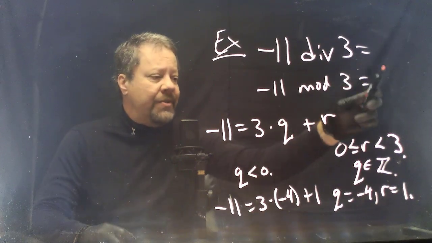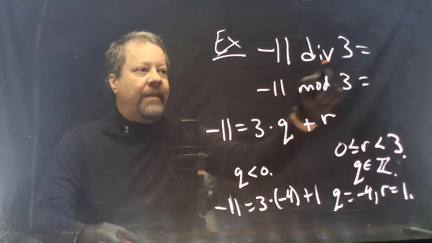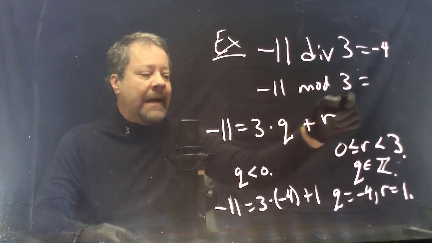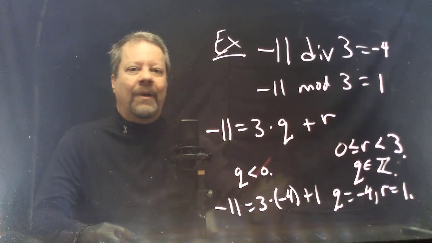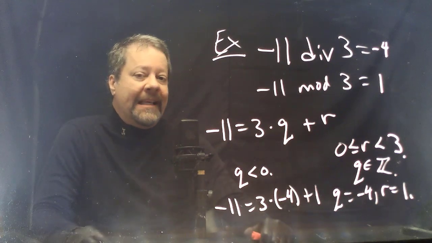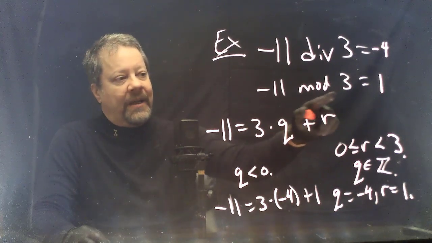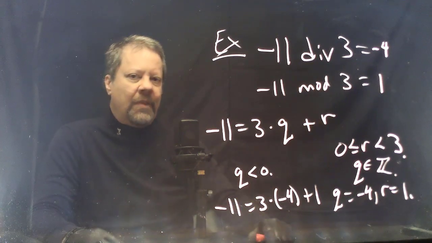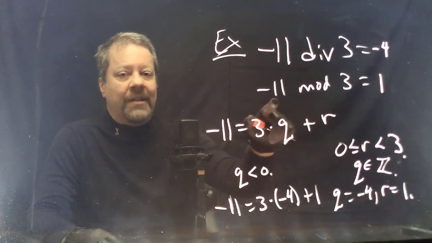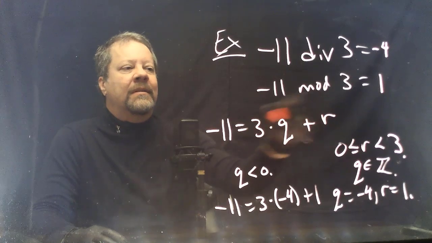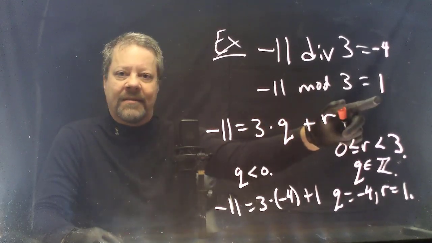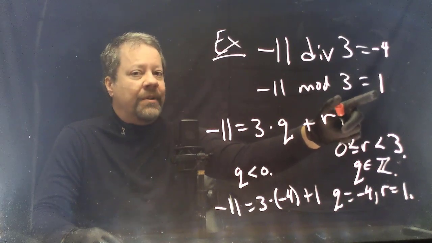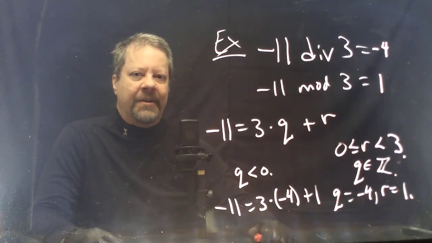From this we deduce then that negative 11 div 3 is negative 4, and negative 11 mod 3 is positive 1. It's usually pretty easy to figure out what negative 11 mod whatever will be. All you do is you keep adding the modulus to these negative numbers until you get something positive. The first time you get something positive, or 0, that will be the remainder.